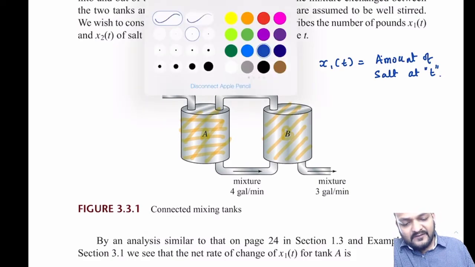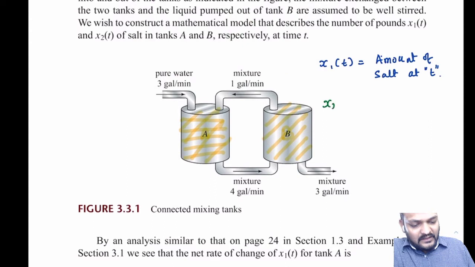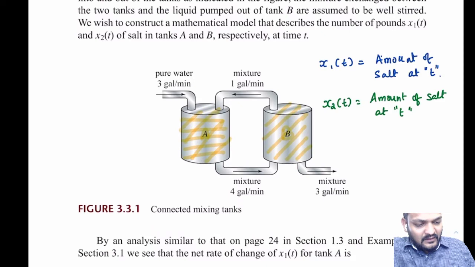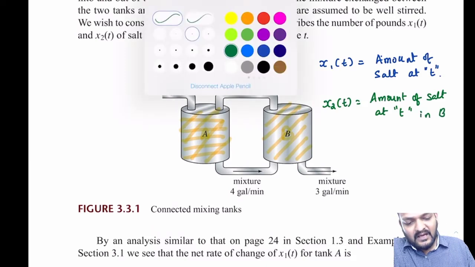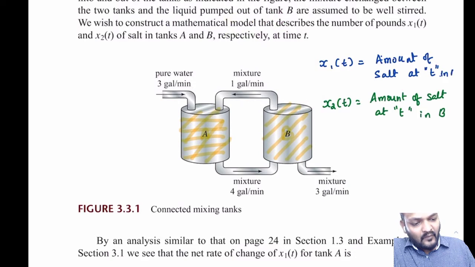Let's say x2 of t is the amount of salt at time t in tank B. So I'm going to say in tank B, and I should say here in tank A, the tank A and the tank B, right?